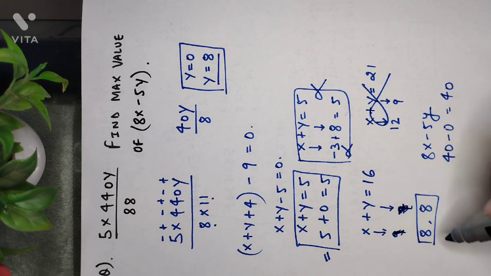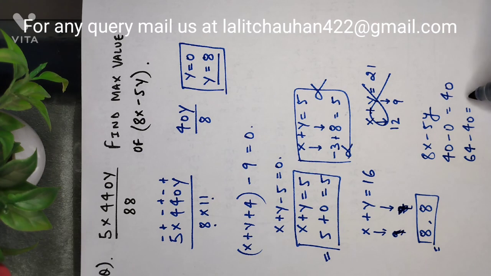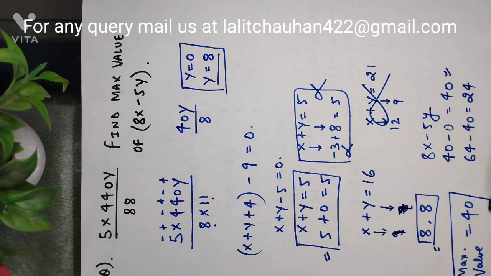Similarly, if I keep x equal to 8, so 8 times 8 is 64, and if I keep y as 8, so 8 times 5 is 40, this will be equal to 24. So I can say 40 is the maximum value of 8x minus 5y. So the maximum value of 8x minus 5y will be equal to 40.